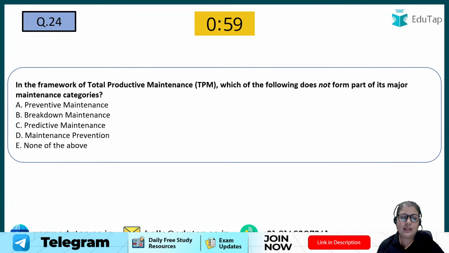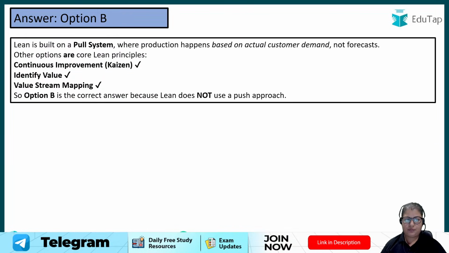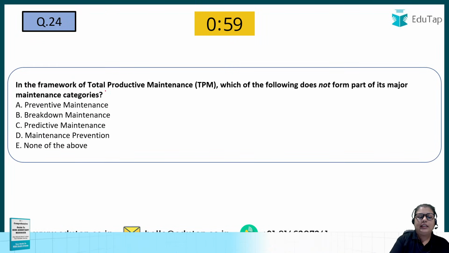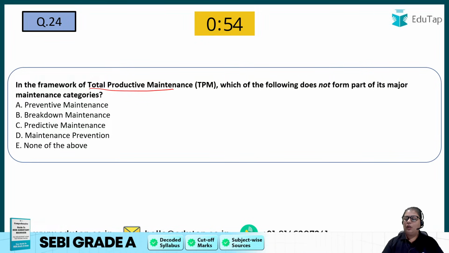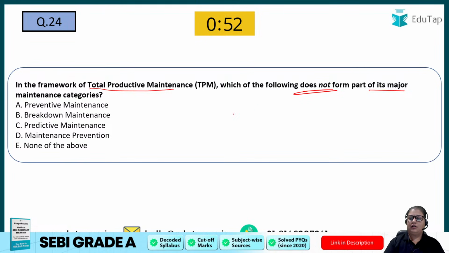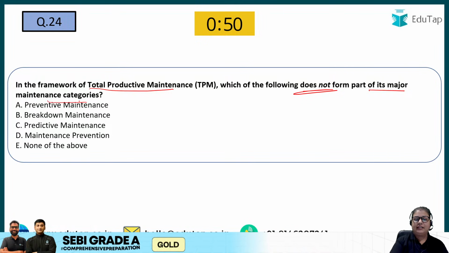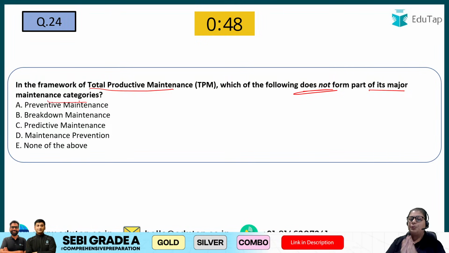Question 24, in the framework, have I skipped some? No, okay. Question 24: in the framework of total productive maintenance, which of the following does not form a part of its major maintenance categories? So total productive maintenance, what does it say?